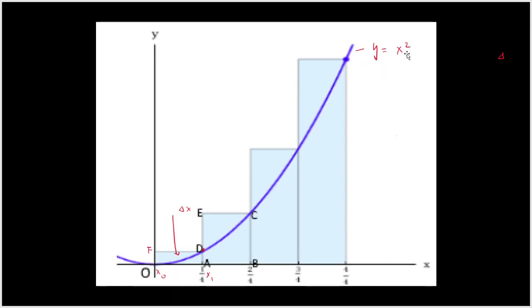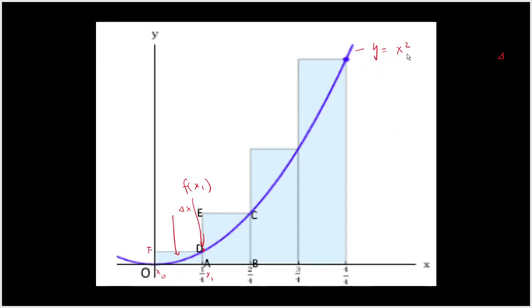So that's right, actually. But for some reason I want to denote the y coordinate of point D, which is the height of the rectangle, in terms of the value of the function at x1, actually at 1/4. I write that in terms of the value of the function at x1 just because it's easier for me to generalize for some other functions.